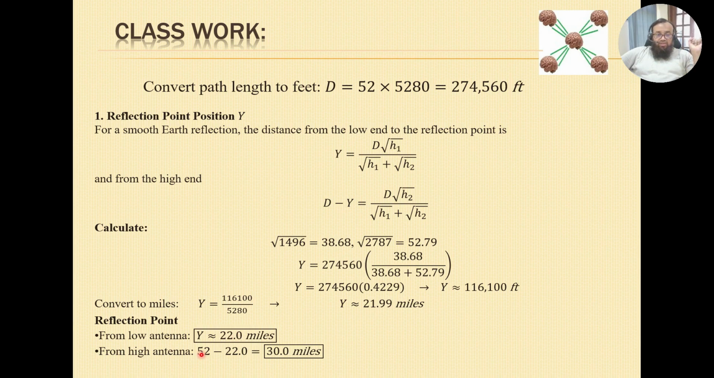So if the total link is 52 miles and distance from one tower is 22, so distance from the second tower is simply the difference between the total length minus distance from one tower. So this is 30 miles. So if you add both of these, 30 plus 22, you get a total distance 52. So we get the reflection point is 22 miles from one tower and 30 miles from the other tower, because the towers are not at the same distance. If they were at the same distance, this should be same, but one tower is a bit lower, one tower is a bit higher.